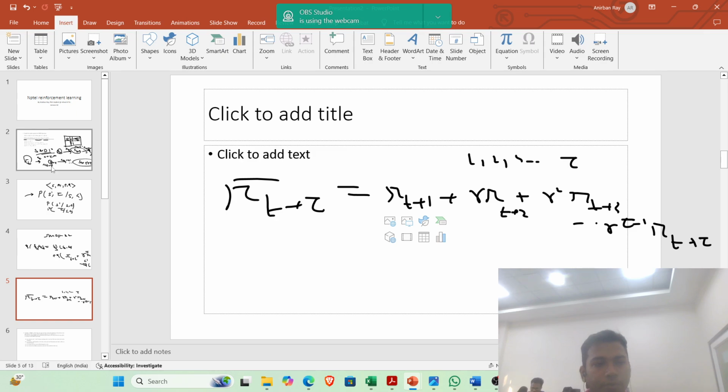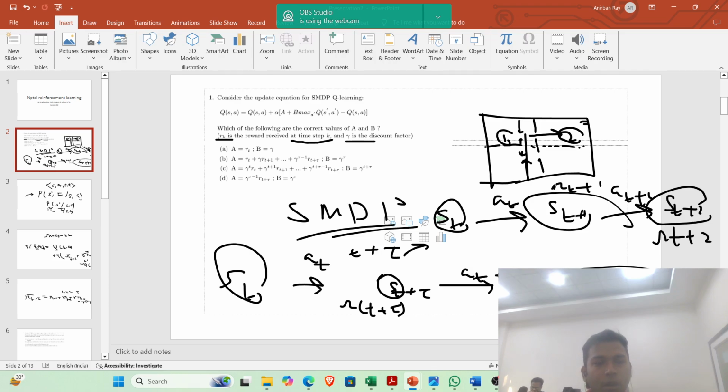So we have got it now. This is enough information needed for solving this problem. A is the discounted return here, and B is given as gamma to the power tau, which is the discount raised to the power tau before multiplying with the next state and action Q function. That is why B is the answer.